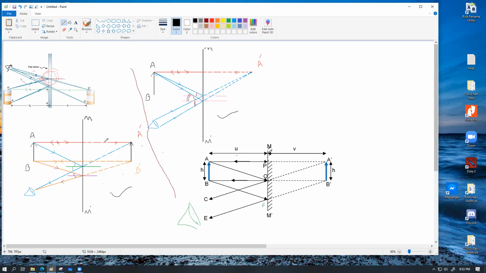And in this figure, it looks quite messy. But what I really wanted you to understand is how these light rays are essentially working to give you the location of that image.